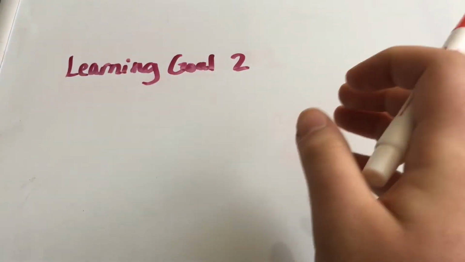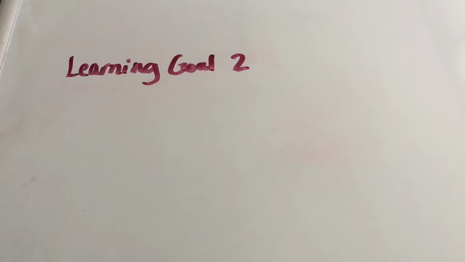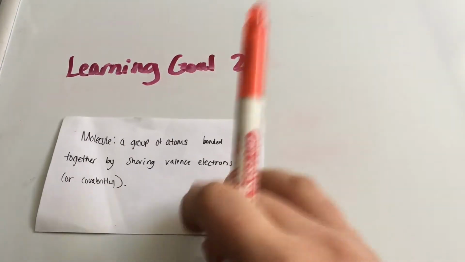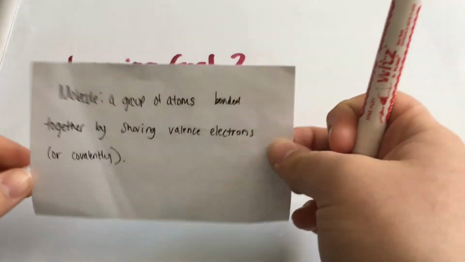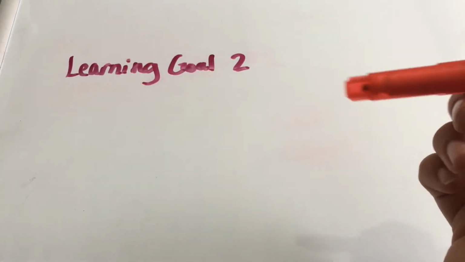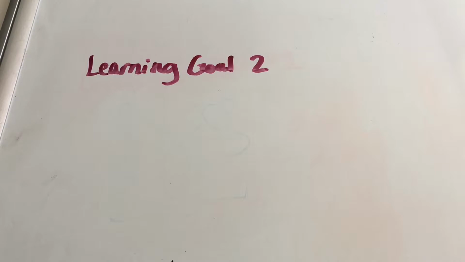But the second question we're going to ask is, what is a molecule? And a molecule is a group of atoms bonded together by sharing valence electrons, or covalently. So this is very similar to a covalent bond. And it's important to know that crystalline structures are not molecules. So metals and ionic bonds are not molecules. But it still wants to obey the octet rule. So let's look at an example.